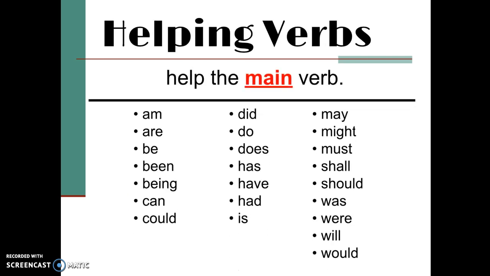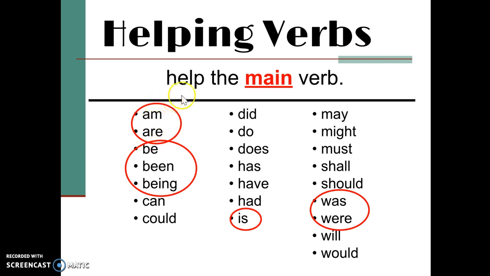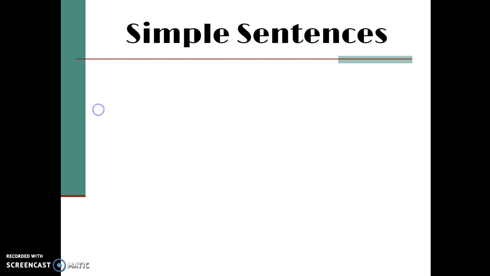Helping verbs help the main verb, and there are 23 of them. 8 of them we've already memorized as linking verbs, so we really have to be careful when we find them and look at how they're being used. Again, they've got to come in front of a main verb, and sometimes there can be 3 or 4 helping verbs put together in front of a main verb.